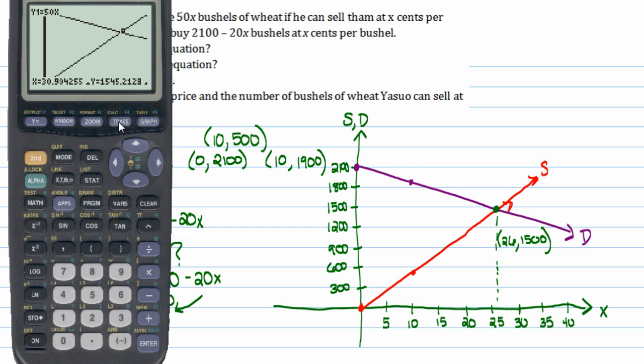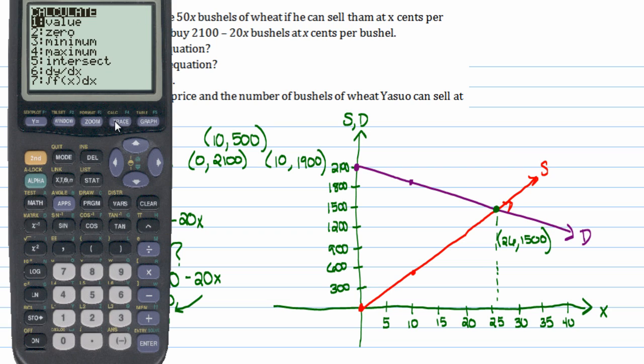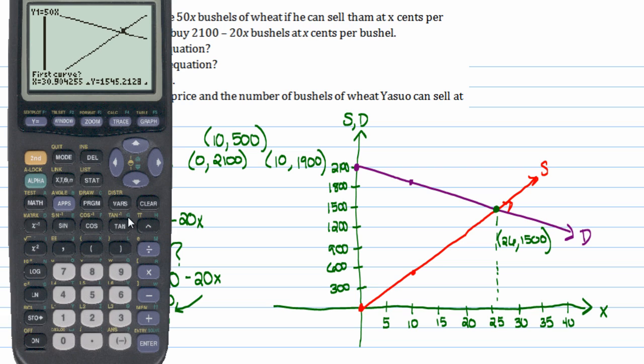So another way you can do that is right above the trace button, in yellow lettering is the word calc, which means calculation. So I'm going to calculate their intersection by hitting the second button. Notice a little up arrow, that means I've hit the second button. And hit the trace button because I'm going to access the calculate menu. And here I see a bunch of options, but the one I want is intersect. I want to know when they intersect, so I'll select option 5.